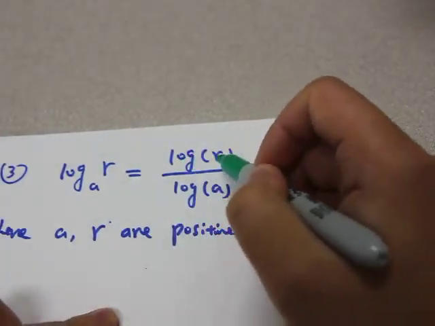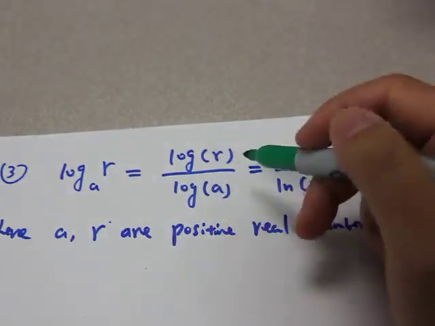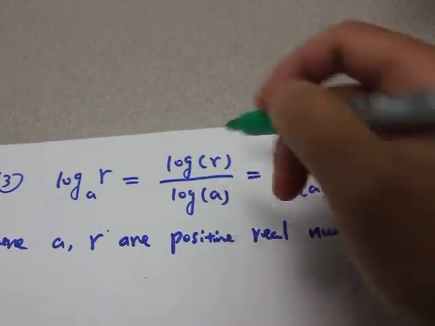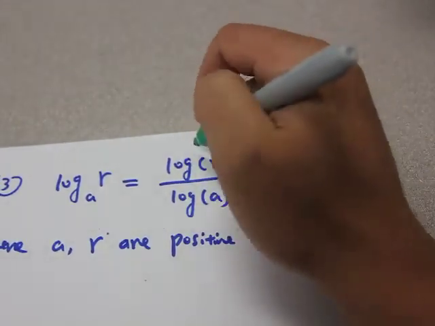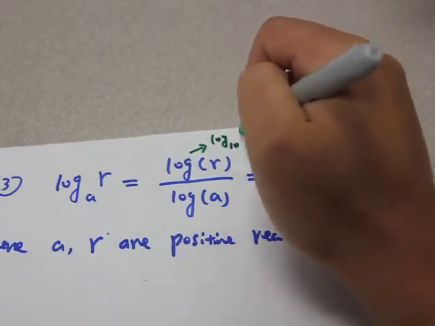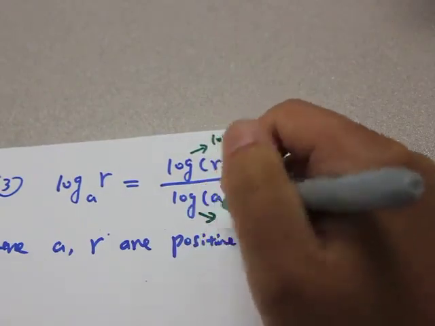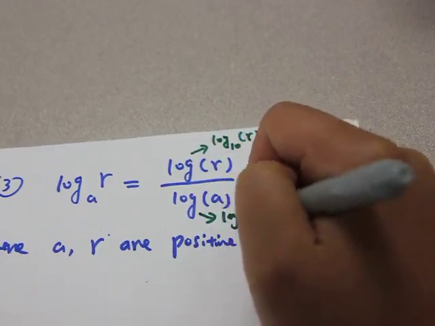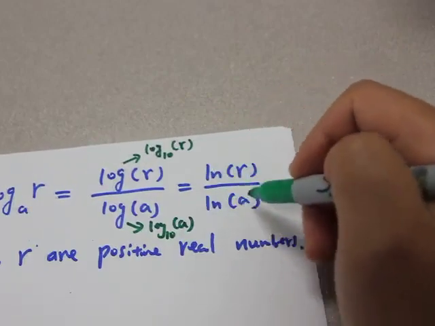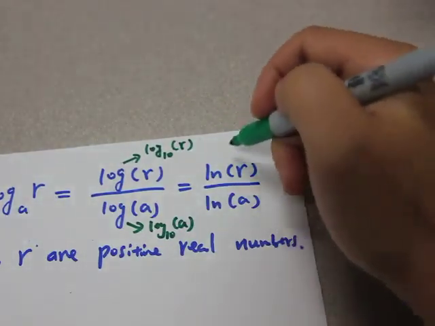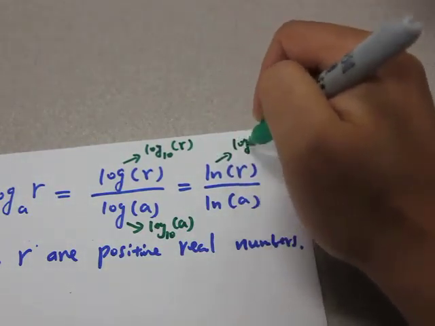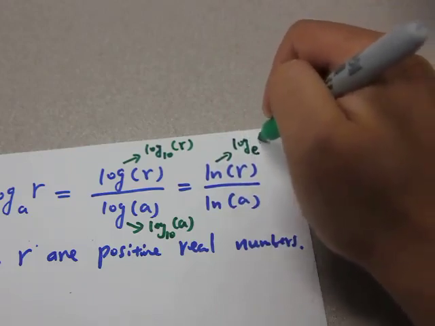So the log r is a common logarithm. This is a logarithm when the base is 10. So log r is like log 10 of r, and log a is log 10 of a. And ln r and ln a are the natural logarithm, so they are the logarithm when the base is e.